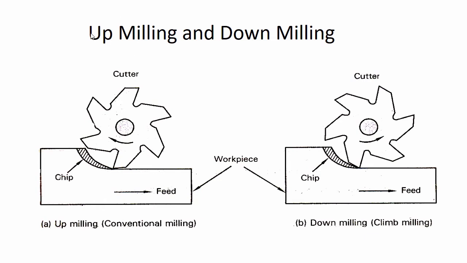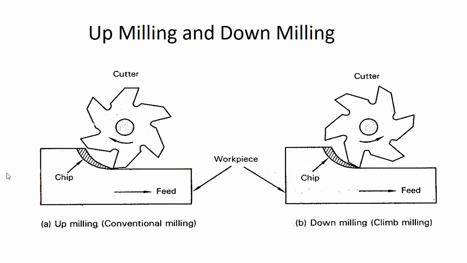So here there is one important concept called up milling and down milling. To remove the material from the workpiece, I can perform the operation in two ways. One is up milling and the other is down milling. Let us look into up milling carefully. Here the cutter is rotating in the clockwise direction, and now you are bringing the workpiece that you want to cut against the rotation.